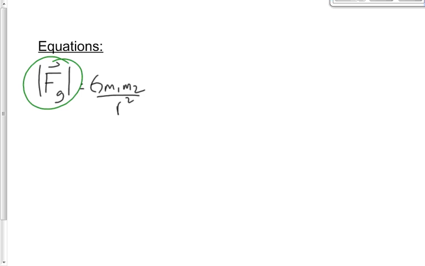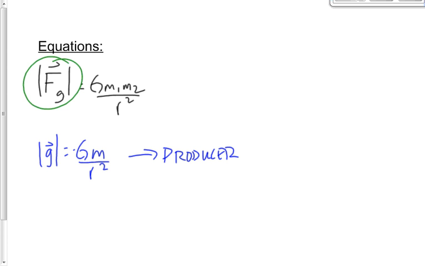Now, the next equation was new. The next equation said g is equal to big G M over r squared. This is what we call the producer equation for fields. Little g is gravitational field. If we have information about what produces the field or what causes the field, then we're going to use the producer equation. That would be the Earth, by the way, in the pen-Earth example. We know something about the Earth. Let's use the producer equation.